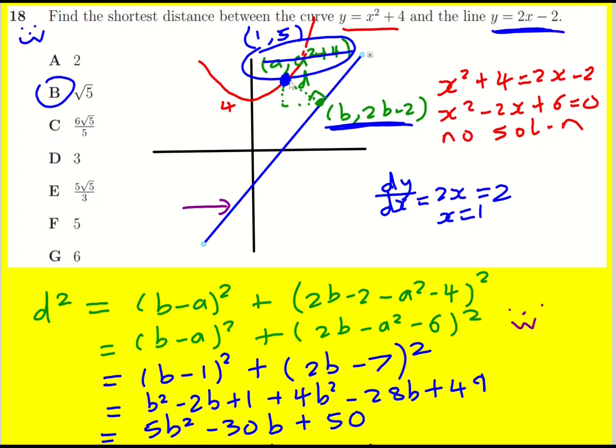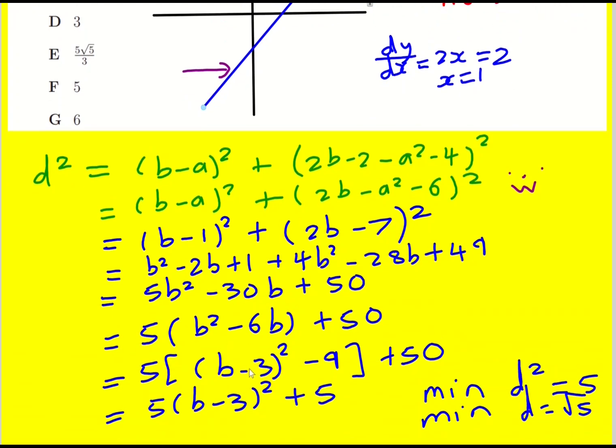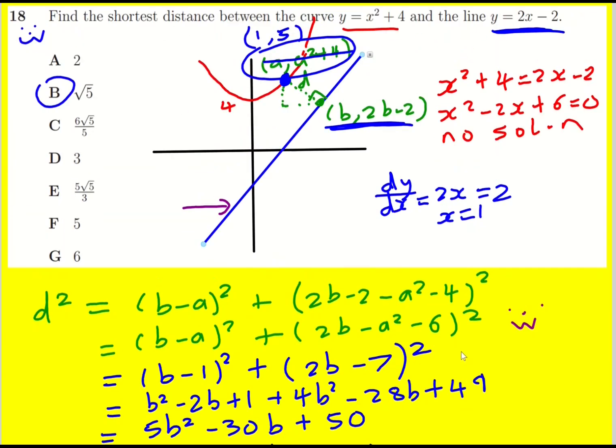So we've got x equals 1, we worked out that coordinate, we rewrote d squared just in terms of b, expanded it, got it as a quadratic, completed the square, and hence minimized it. Notice I minimized d squared, and then I square rooted to get d.